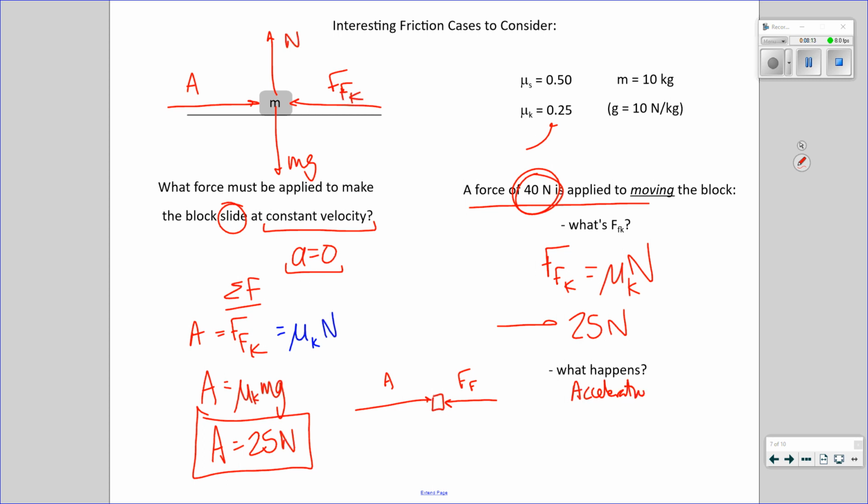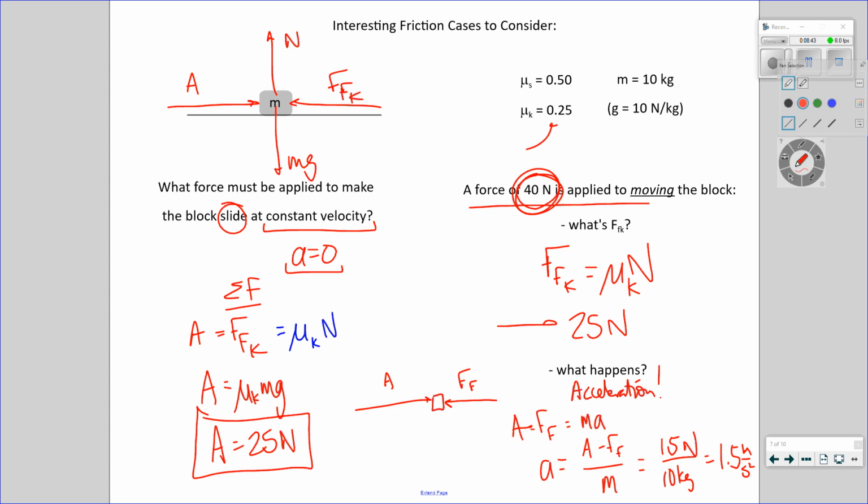What happens? Acceleration. And furthermore, we could say that A minus the friction force equals ma. Or we could actually express the size of the acceleration. That's the difference in forces, the net force, over the mass. So the net force is 40 minus 25, 15 newtons, over 10 kilograms. And this thing happens to accelerate at 1.5 meters per second per second.